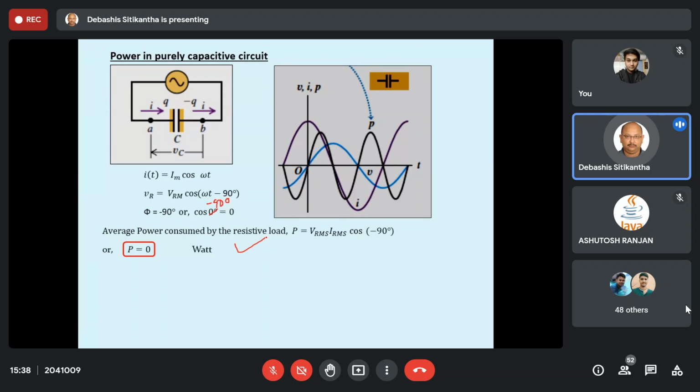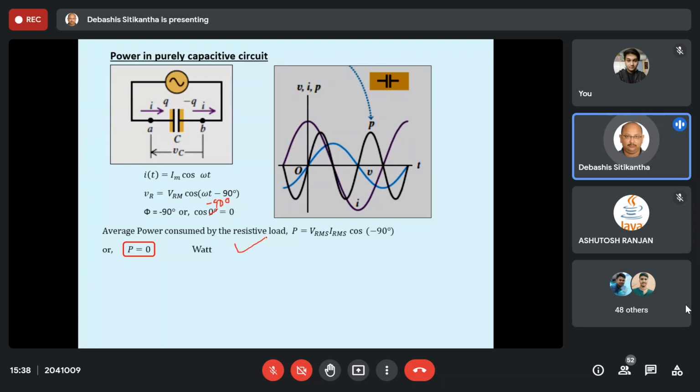Now obviously somebody may get confused that they are also circuit elements, they are also going to consume power. Then how is it possible? All these things are beyond the scope of this syllabus. Why? Because actually powers are of many types: active power, reactive power, apparent power.